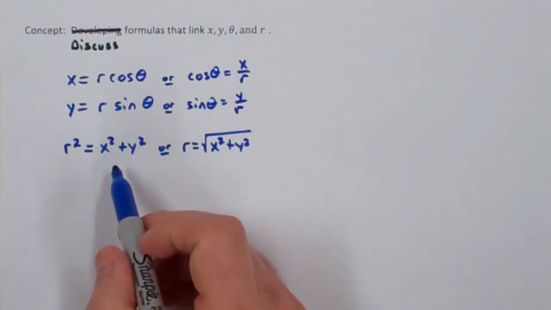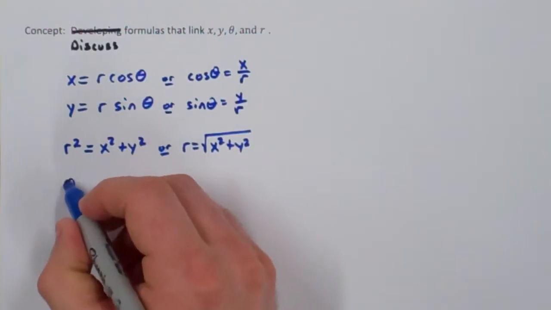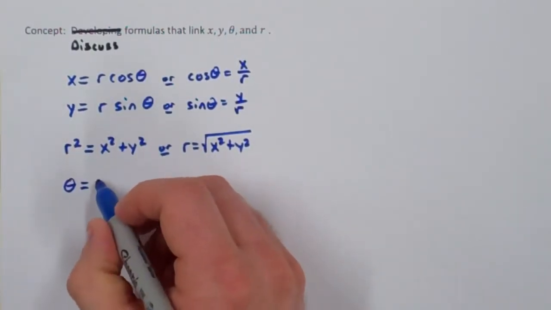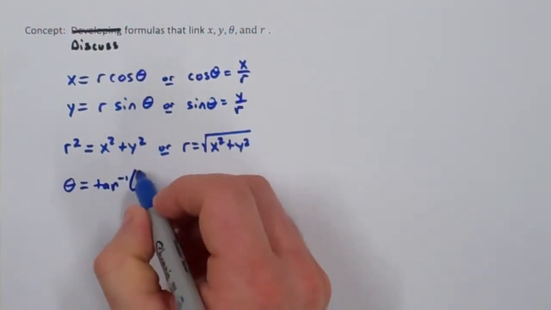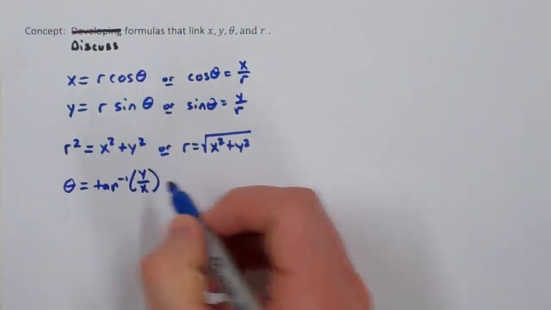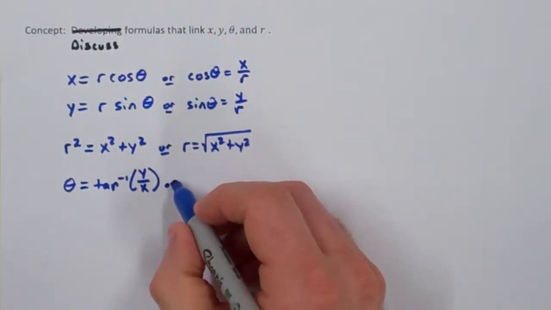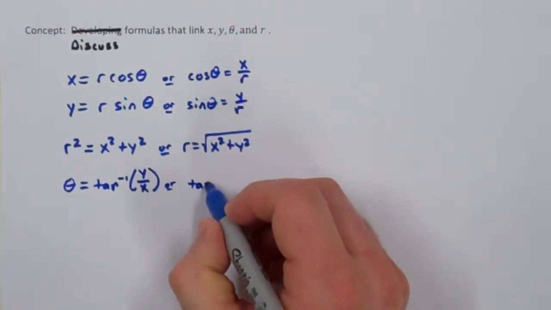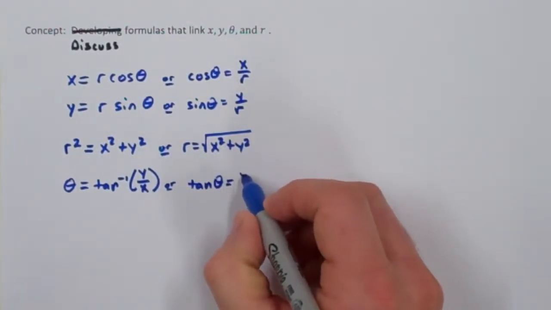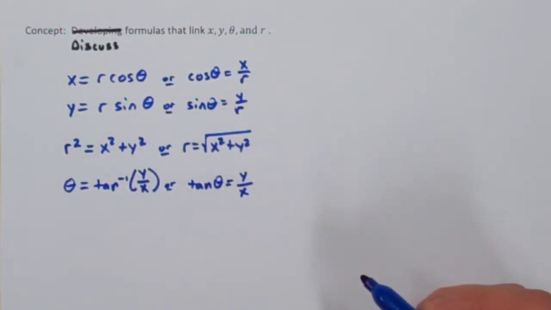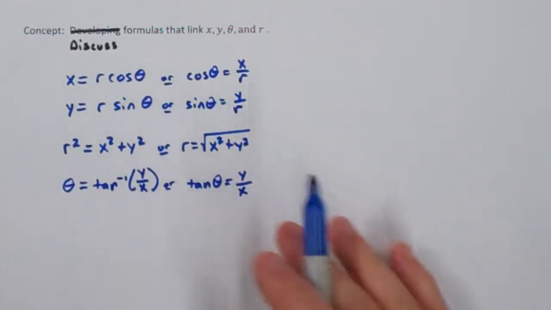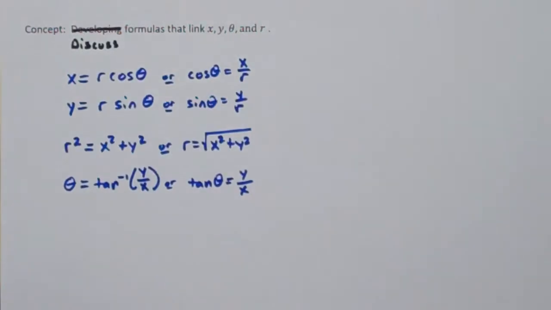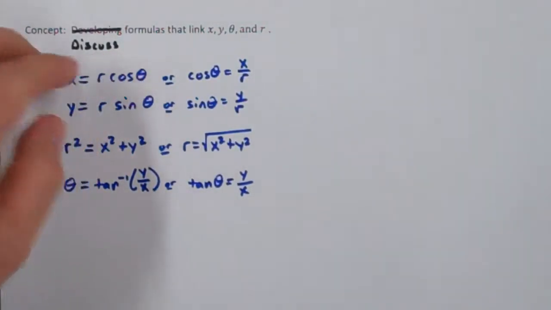There's one more here for this one, and that would be that theta is equal to the inverse tangent of y over x. You don't see this one a whole lot, but sometimes you do. Or you could write the tangent of theta equals y over x, and you might see this one here and there. So all we're doing here is we're trying to link x, y, r, and theta. Usually you're just going to do three of those together. So for instance, x, r, and theta are here.